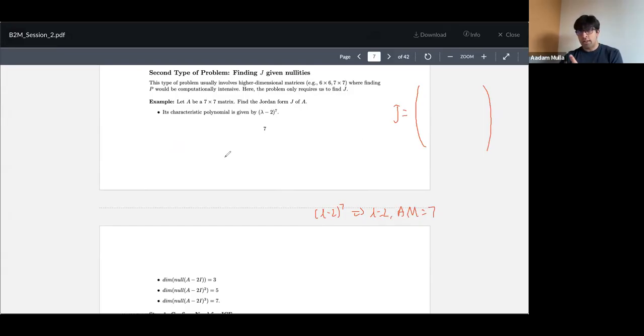There could be a case where, for example, the characteristic polynomial was lambda minus 2 to the 4th times lambda minus 1 to the 3rd. Then you have lambda equals 2 with algebraic multiplicity 4, and lambda equals 1 with algebraic multiplicity 3. Then you would split your dot diagram into two parts: here's my dot diagram for lambda equals 2, and here's my dot diagram for lambda equals 1. You need to do it individually for each part. This row would be A minus 2I or A minus 1I, depending on which one you're doing. I think we have an example of that later on. But for now, we're lucky.